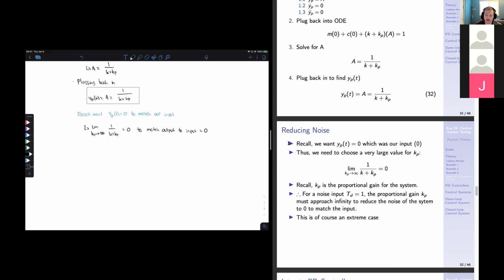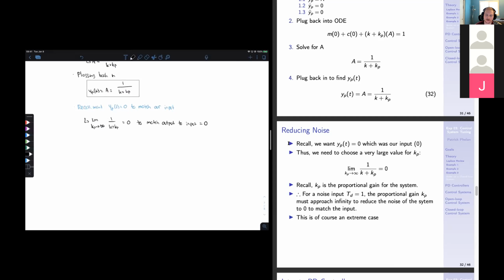All right, so there we go. For noise equal to 1, the proportional gain of our system must approach infinity to reduce the noise of our system to match the input, which was 0. This example is an extreme case because our input was 0, but it shows the effect of noise on our system. Do we have any questions on that?